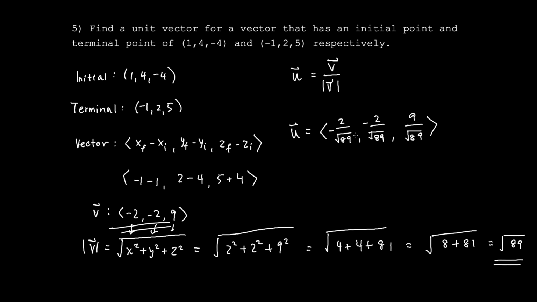An alternative way to write this is to factor out all the 1 over square root of 89 and write it to the side of the unit vector. And this is usually good to do to simplify the look of the vector at the end. So -2, -2, and 9. By multiplying the vector by 1 over its magnitude, we get a vector which length is 1, and it points in the same direction as vector v. So this would be our unit vector, which answers the question.